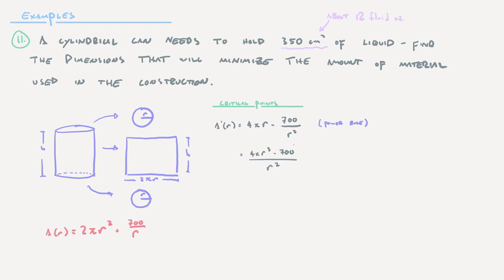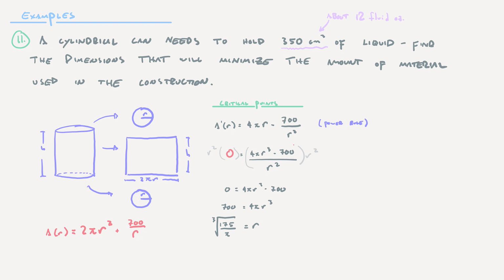I also actually combined the fractions in this case, just to make it easier when we're solving for the critical points. To figure out where this thing is equal to 0, the first thing that I would do is multiply by the denominator, and that's why I combined them. And it turns out you only care about when the numerator is 0 when you're doing this. So we get 0 is equal to 4 pi r cubed minus 700. I added 700, divided by 4, which is 175, divided by pi, and then took the cube root of that whole thing, and that's the radius.